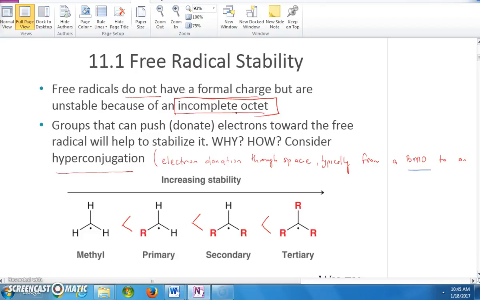Now, groups that can push or donate electron density towards the free radical will help to stabilize it, okay? And we know that happens just like in carbocations.